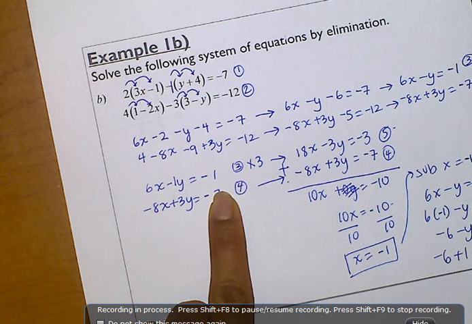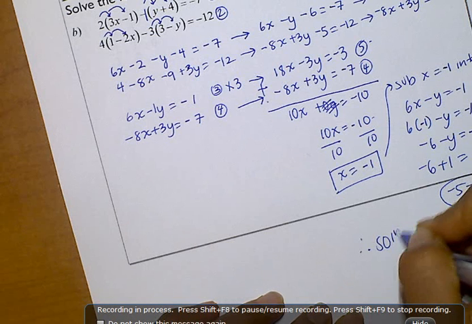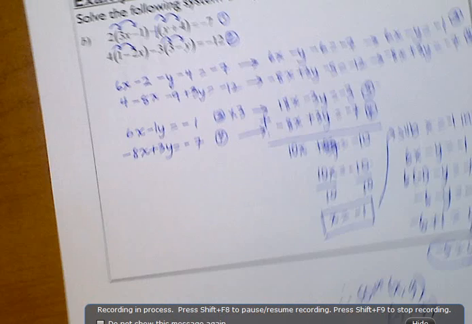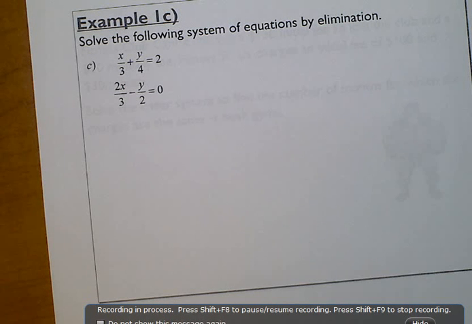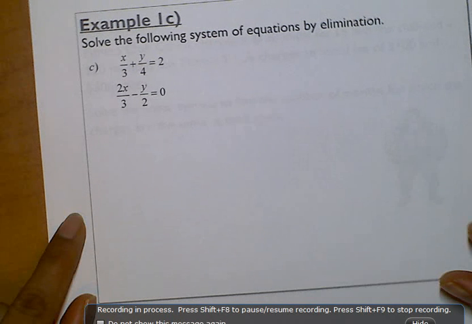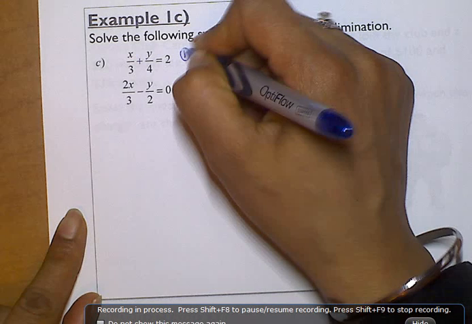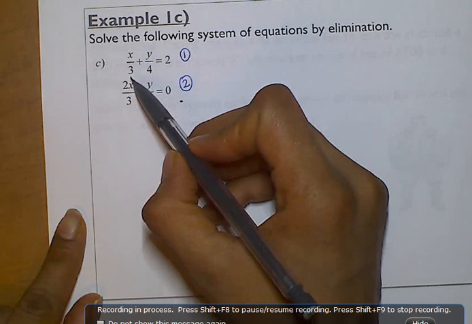Okay. And here my next example deals with fractions, and as we said earlier in our previous lesson, in order for you to get rid of fractions, you're going to multiply every term by a common denominator. So here I'm going to start off by labeling my equations, equation 1, equation 2. The common denominator between 3 and 4 is 12. So I'm going to take every term and multiply it by 12. Okay. So here you'll notice 3 goes into 12 4 times, 4 goes into 12 3 times, and I don't have a denominator here that I can get rid of.